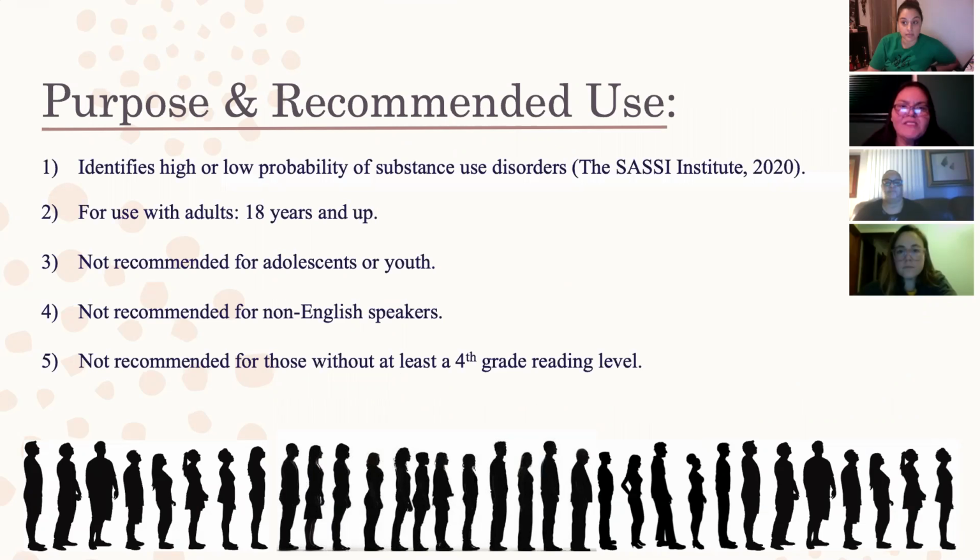So the SASSI purpose and recommended use. It identifies high or low probability of substance use disorders. It also provides a measure of the level of defensiveness and the willingness to acknowledge experienced consequences of substance use disorder. It's for use with adults 18 years and up. It's not recommended for adolescents or youth, because adolescents or youth are still developing, and in addition, it also measures acknowledgement of consequences that may not manifest until later in life. There is, however, the SASSI-4 for adolescents.